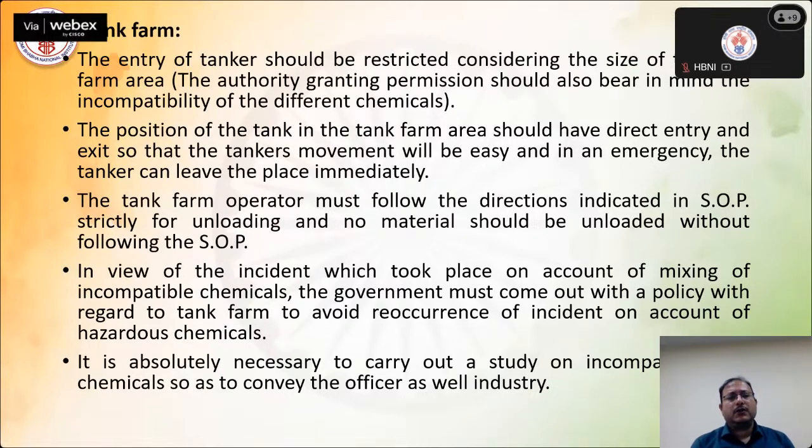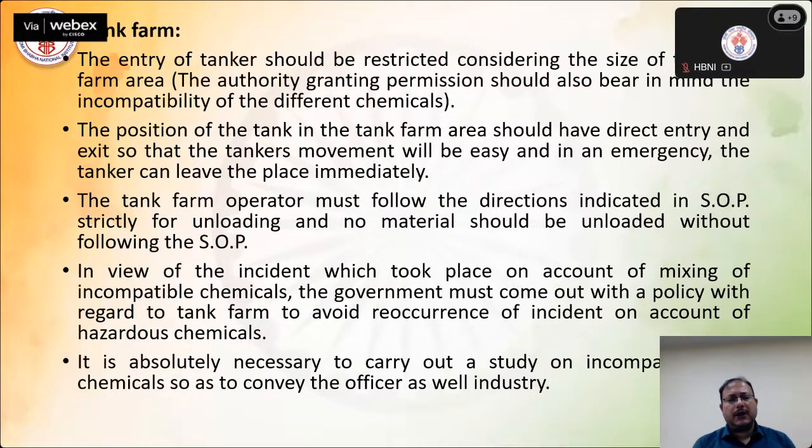The tank farm operator must follow the directions indicated in the standard operating procedures set strictly for unloading, and no material should be unloaded without following the SOP. And there should also be a person who cross-checks if some operator is doing unloading or loading of the chemicals.